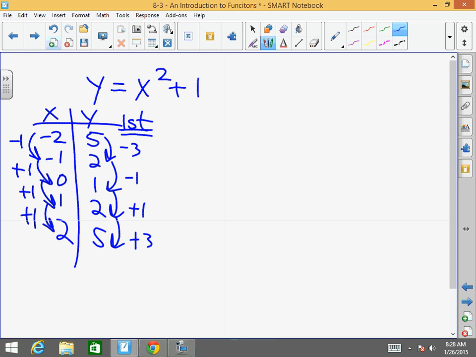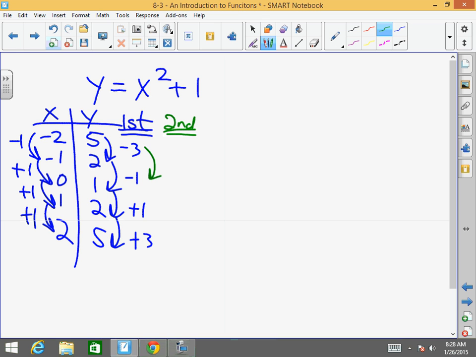Is my first change in y over the change in x constant here, guys? Okay, some said yes, some said no. -3 over 1 is -3. -1 over 1 is -1. Is that constant? So go to your second change in y.